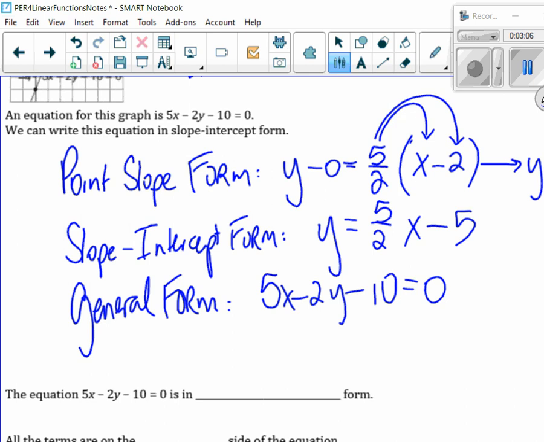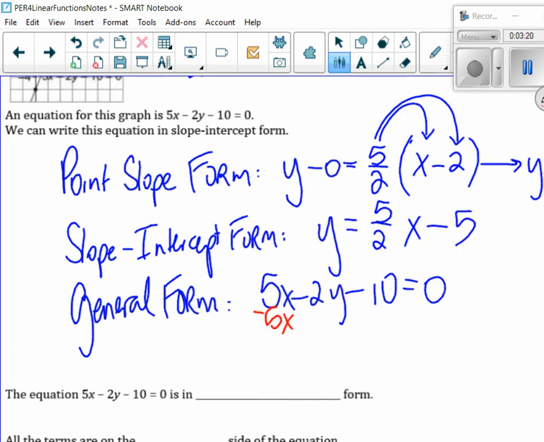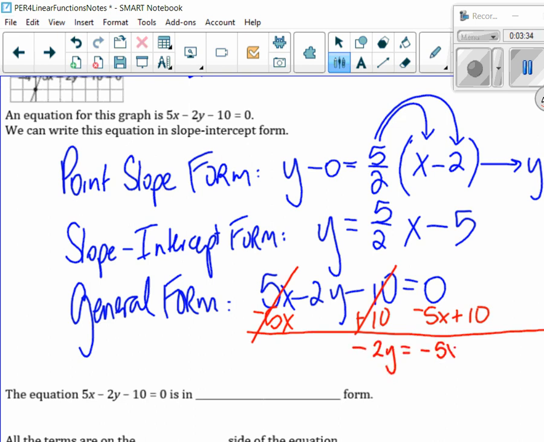Now, how would I figure out if that was the same equation? Get y by itself. Okay, so let's do y by itself, and how would we do that? Subtract 5x. What else? Plus 10. Are you guys good with me doing that 2 for 1 deal there? That will cancel, that will cancel. Then I'm left with minus 2y equals minus 5x plus 10. Then what? Divide by negative 2 on both sides.